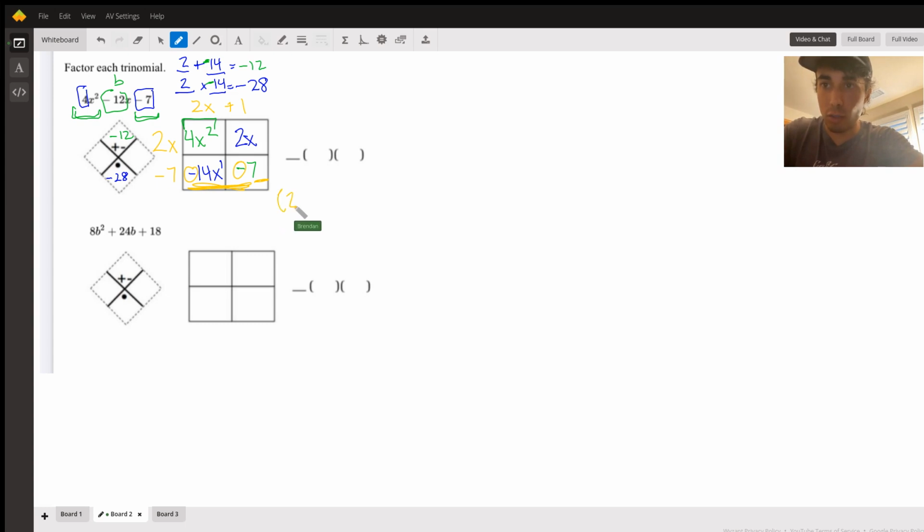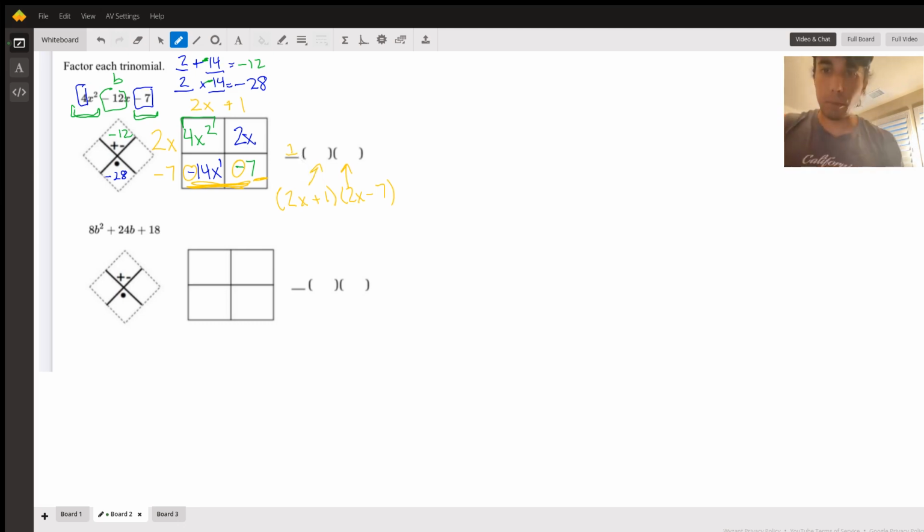That is going to give you 2x plus 1, 2x minus 7. I didn't have much room, but that is what would go in those boxes. There was no greatest common factor to take out at the very beginning. I'll show you what that means in the next example. So this would just be a 1.